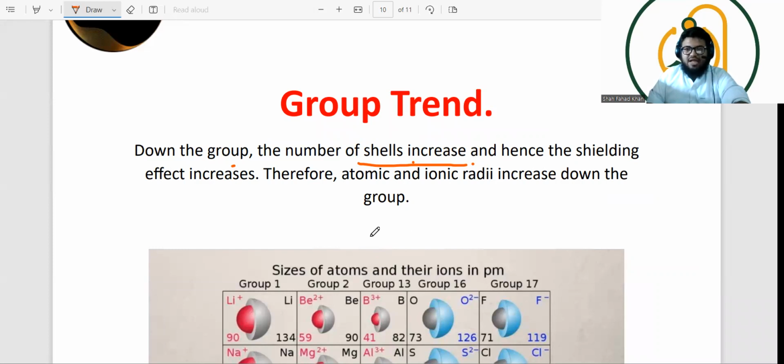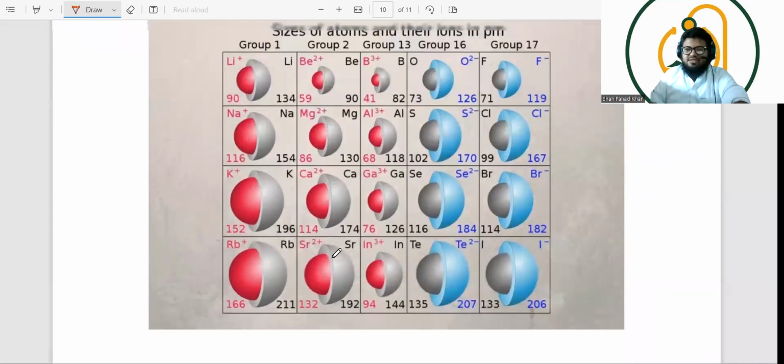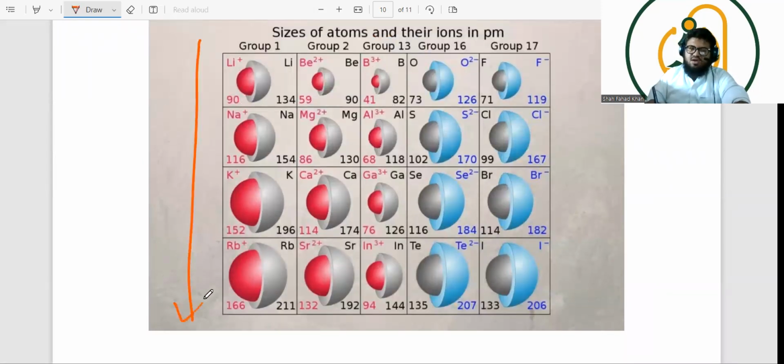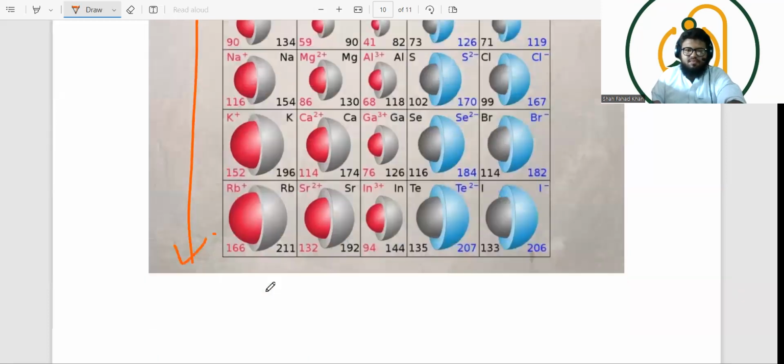So you need more shells to accommodate them. So the shielding effect also increases because I told you that shielding effect actually depends upon the number of shells. If the shielding effect increases, then both the atomic as well as the ionic radius would increase down the group. This is a group trend. This is how it looks like. You can see how the ionic or the atomic radius is actually increasing. You can see the size is gradually increasing down the group.